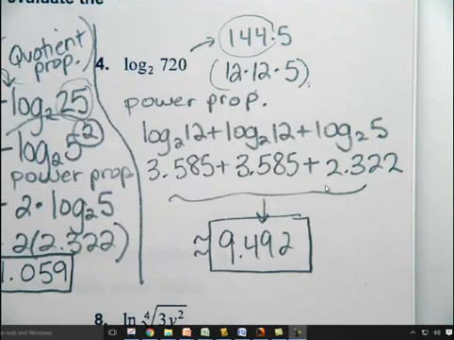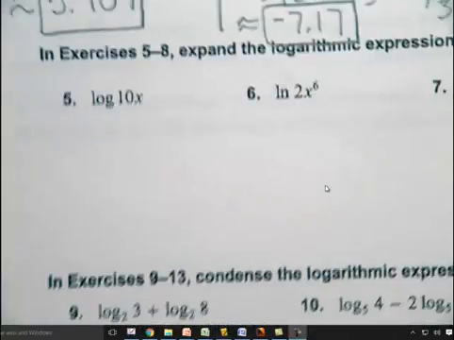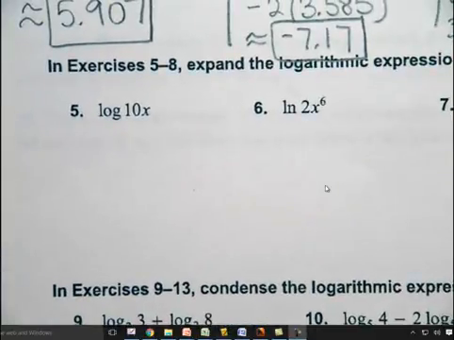Okay, so that's basically using some given information. The next section, we're just going to be expanding the expression. So this time maybe we have variables involved, or we're not given any information. We just want to kind of break things out or break them apart. And so if I have log of 10x, how might I break that apart?